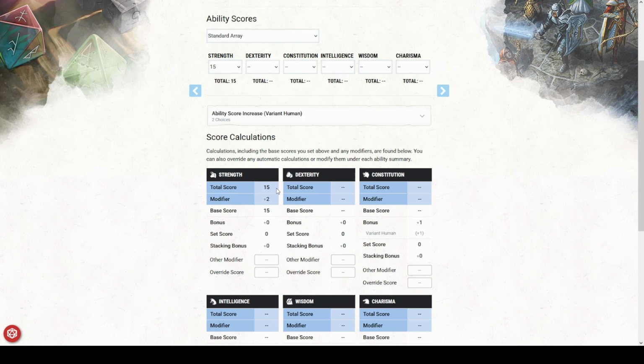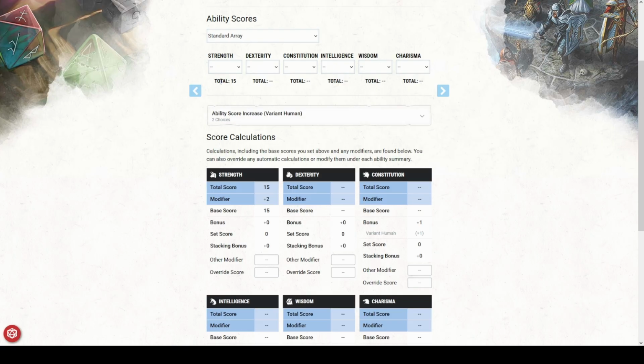You can't get above 20 without certain things that you can't get at first level. There's really no way to get above a 20 at first level. You can barely get to 18 on most characters at first level. Don't feel bad if you have low scores. That's normal.